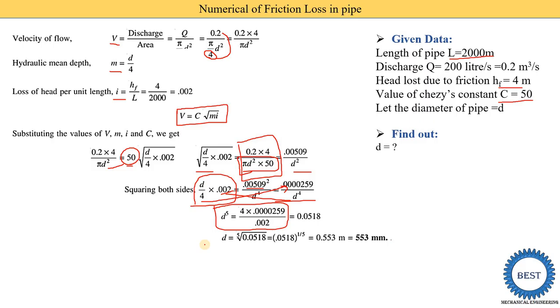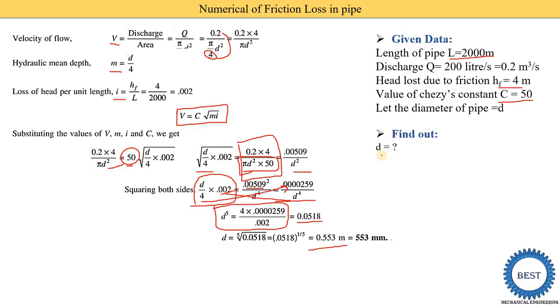0.0518. Okay, so we take the 5th root on both sides, so this d raised to 5 power is converted into d. Then further we simplify, so we can say that 0.0518 has a power of 1 by 5, so 1 by 5 means the power of 0.20. Then further we simplify in the calculator, and we get the answer 0.553 meters. We need to convert to mm, so we multiply it by 1000, and we get the answer: 553 mm.